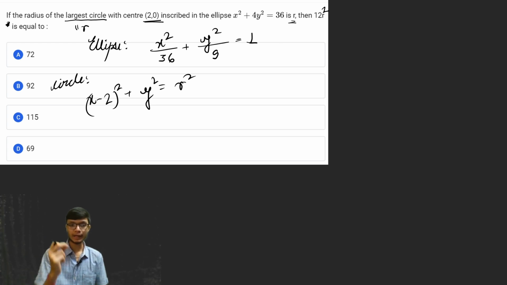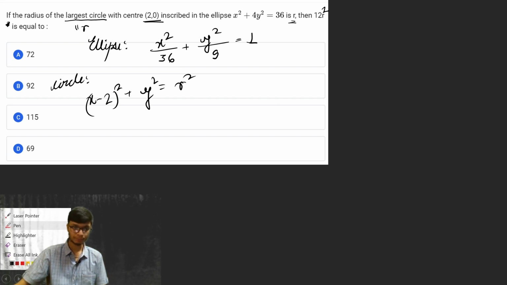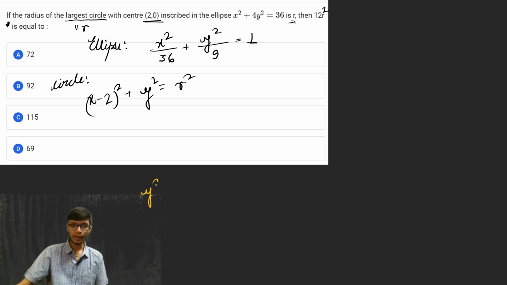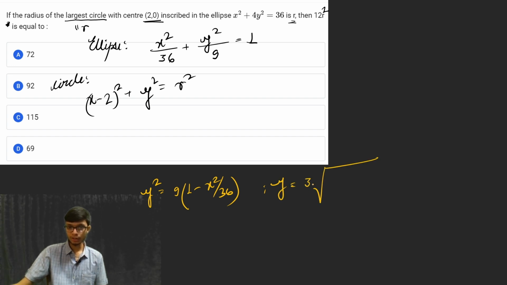That means I need to get some kind of a quadratic equation. So my point of thought is, let me solve for this. I'm taking y square from here. The y square value will be 9 into 1 minus x square by 36. And if I take the value of y, it is basically 3 square root of 1 minus x square by 36. So that's the value of y.